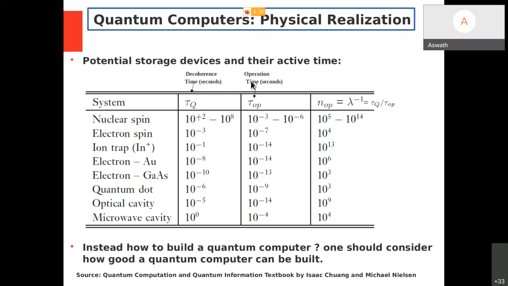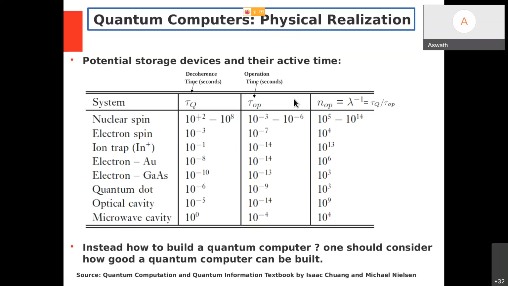How many operations can I do? There is always a limit on the operation time on a given hardware. For example, for electron spin, it exists for milliseconds in coherence, meaning it exists in quantum nature. One operation takes me 10 to the power of minus 7 seconds. That means how many operations can I do on that hardware? 10 to the power of 4 operations. A very good number of operations.